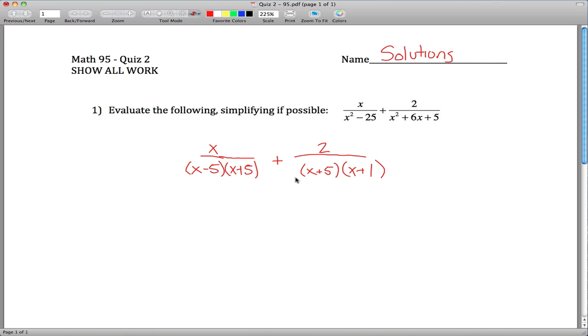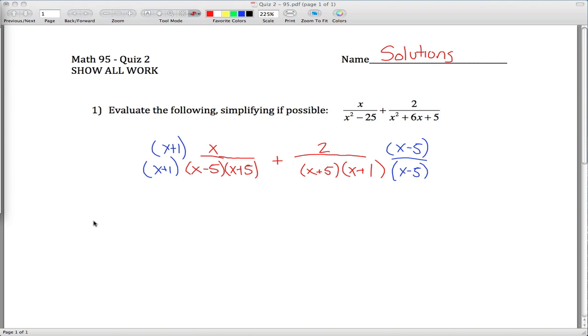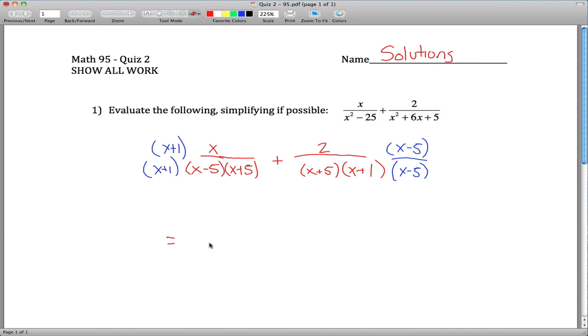We got a plus 5, an x minus 5 that's not over here. Maybe I'll put that in a different color. Let's multiply this side by x minus 5 over x minus 5. Now we got a plus 5, a minus 5, and a plus 1. Plus 5 minus 5, so we still need the plus 1. And the advantage of what we've done here is now we have the same denominator on both sides. We got x plus 1 times x minus 5 times x plus 5.